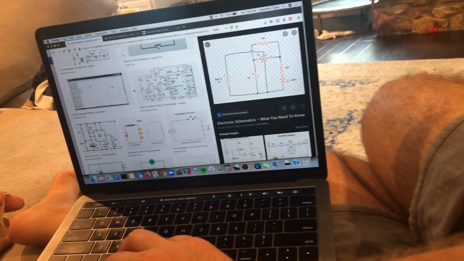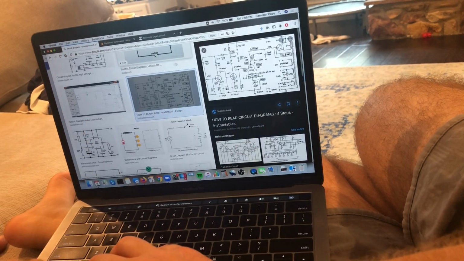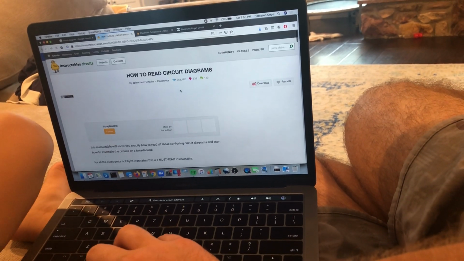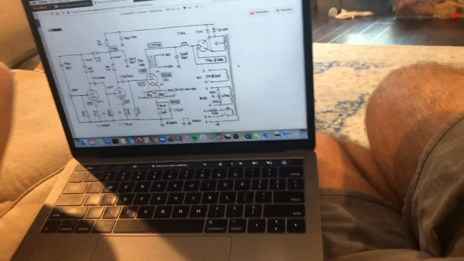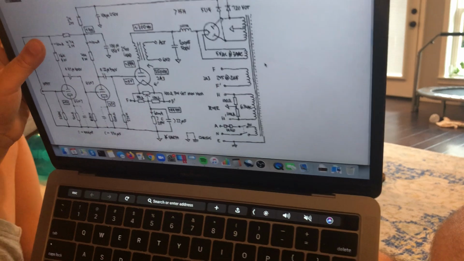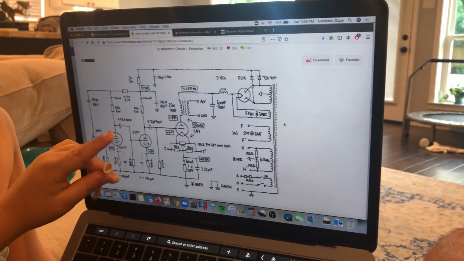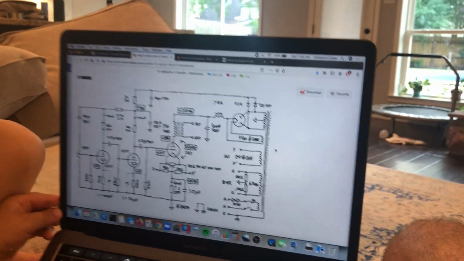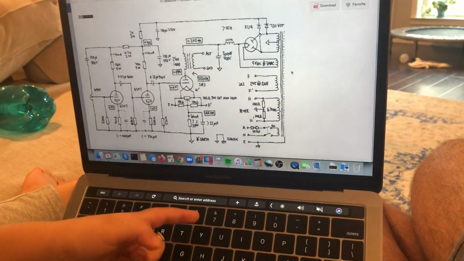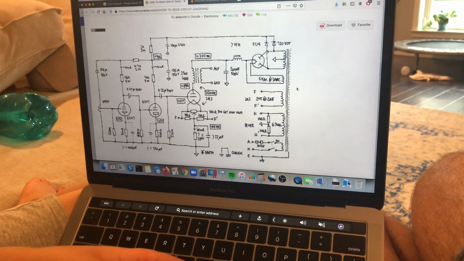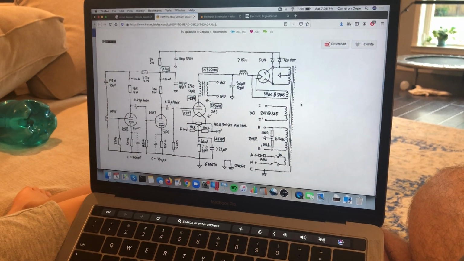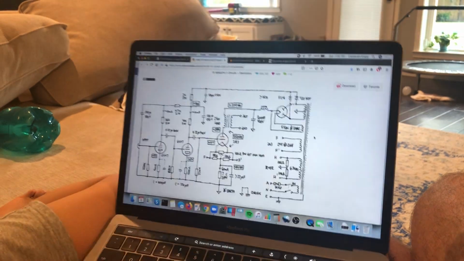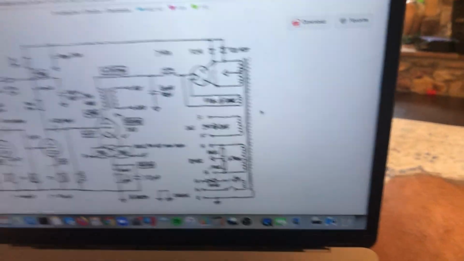Let's do that one. Like that one? Mm-hmm. Wow. Man, look at that guy. That's a lot there. What is this F? I don't know what that F is. Let's just go to another one where we can see the numbers.